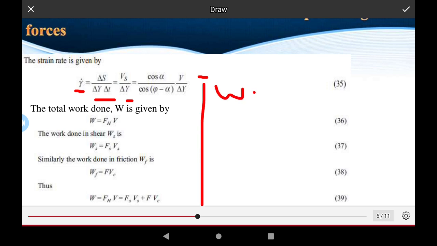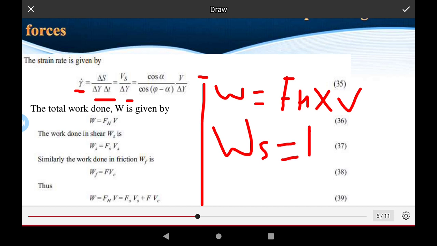So work is equal to force into distance. The force is F s into V, the distance considered for V. Okay, so W is equal to the horizontal force into V, the work done. Now we have to find the shear work done, so the shear force: W s c F, work equal to shear force into the shear velocity. Okay, and similarly for the friction force, we have to find the friction work. This is the friction work, the friction force into cutting velocity.